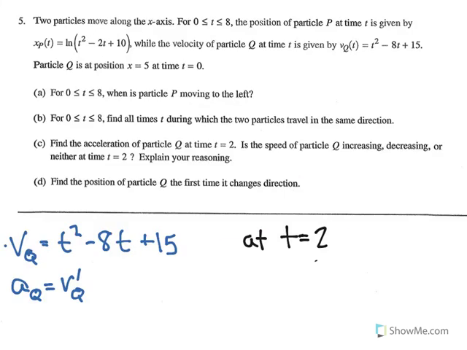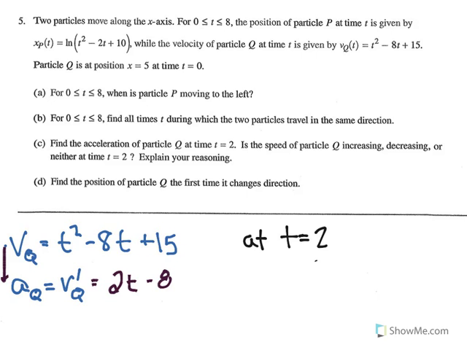Okay, part C. It says find the acceleration of the particle Q at time 2. Well, I'm looking for acceleration. So if I have for Q, I have velocity, so I'm differentiating. The acceleration is going to be the derivative of velocity, which is 2t minus 8.